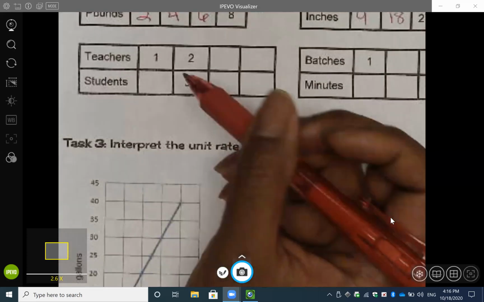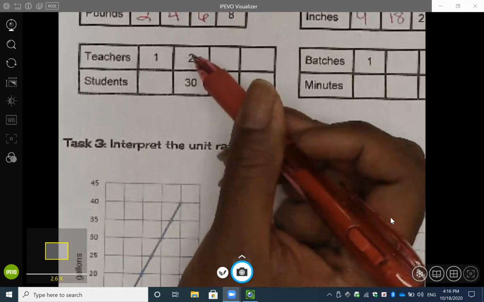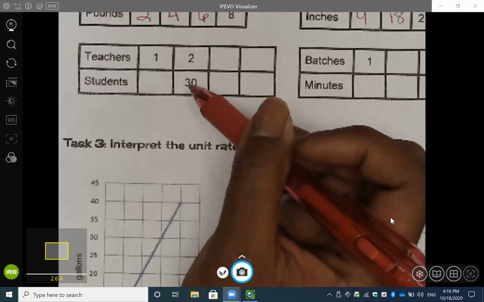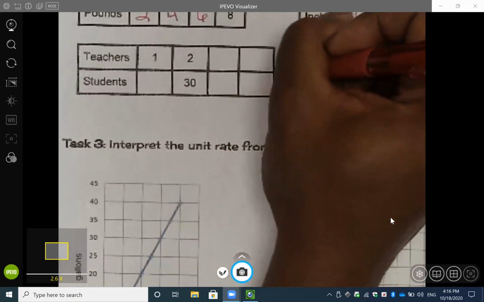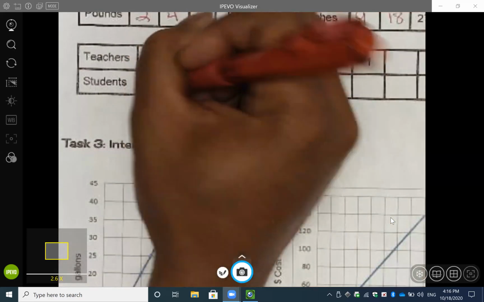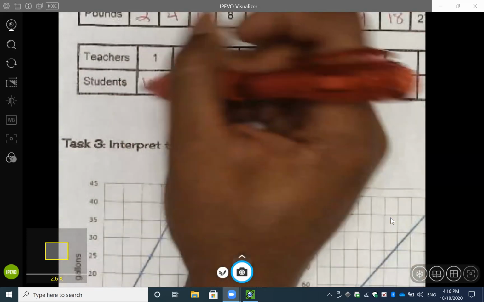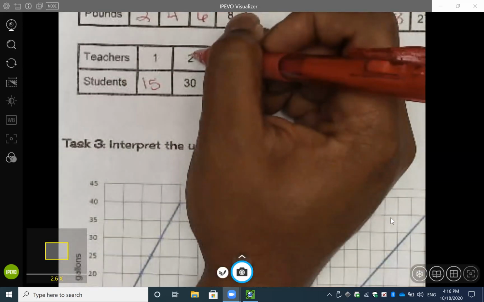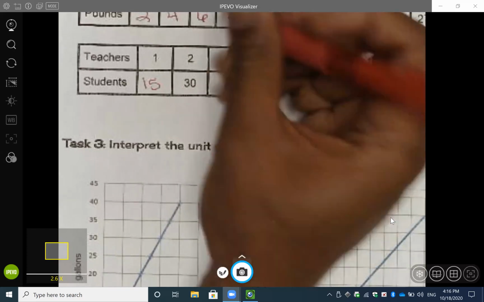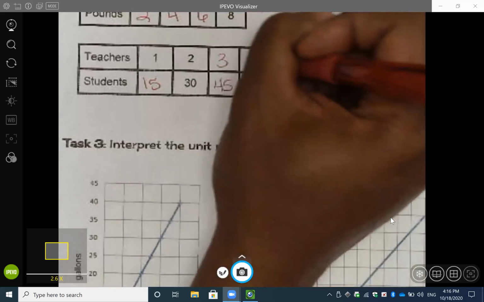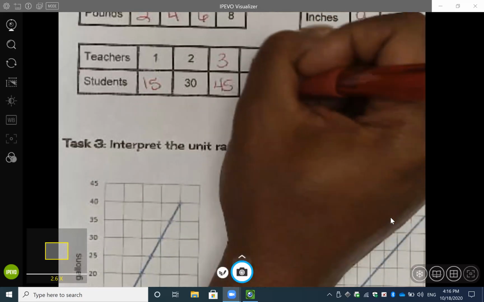Next, if you go on a field trip, for every 30 students, you need 2 teachers. So what if you don't have 30 students? You're going to do 30 divided by 2. And that is 15. So if it's only 1 teacher going, the most amount of students that can go is 15 students. If you have 2 teachers going, you can bring 30 students. If you have 3 teachers going, you can bring 45 students. And if you have 4 teachers going, you can bring 60 students.